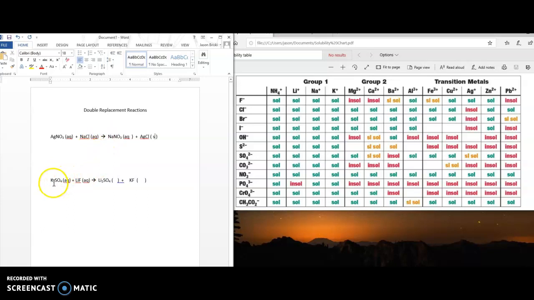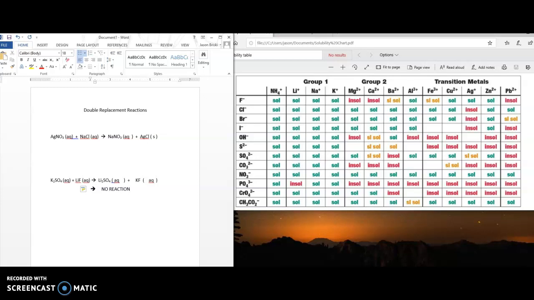Now let's look at this next example below. Potassium sulfate and lithium fluoride. We'll make lithium sulfate, so let's look up lithium sulfate. Lithium sulfate is soluble. And potassium fluoride. Let's look up potassium fluoride. Potassium fluoride is soluble. Because both products are aqueous, the correct answer for this kind of question is going to be no reaction. There is no reaction because no solid forms. So that is, in a nutshell, how you do double replacement reactions.